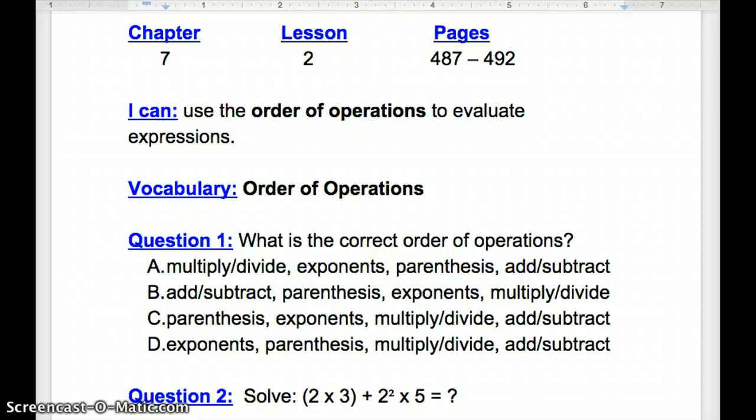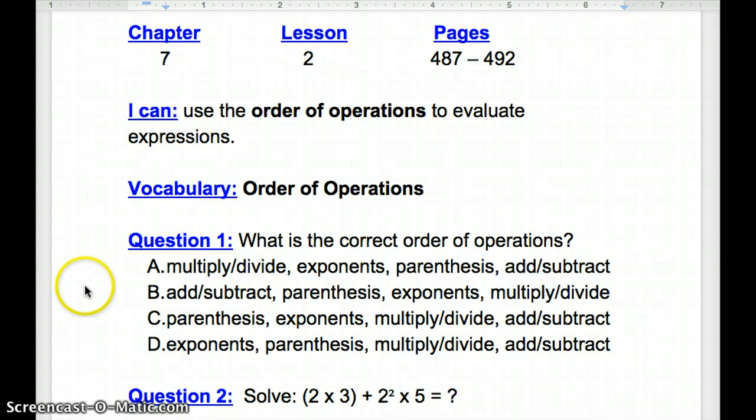Today's lesson is Chapter 7, Lesson 2, which can be found on pages 487 through 492. Our objective is: I can use the order of operations to evaluate expressions. Vocabulary: order of operations. Question 1: what is the correct order of operations?